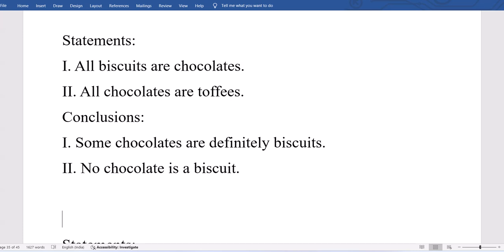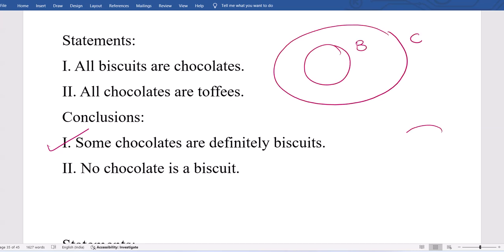Only one follows, only two follows, both follow, neither one nor two, either one or two. Only one. All biscuits are chocolates. Definitely some chocolates are biscuits. It can be all chocolates are biscuits also. As per the second diagram, all chocolates being biscuits is possible. But definitely some part of the chocolates area is covered by biscuits. So the first one is correct. What about the second one, sir?